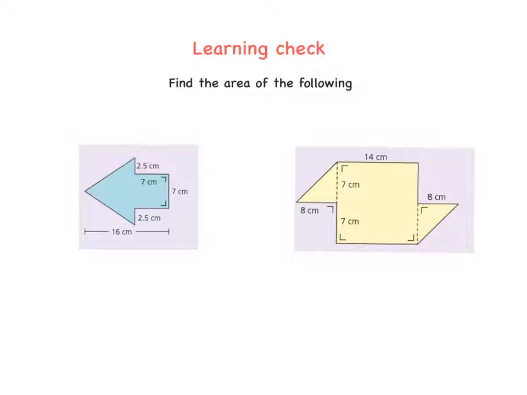Okay, so for the learning check, I would like you to do these 2 questions, okay? So first of all, we have an arrow, so it's easy to divide them in here, and then you have a squared 7 by 7, and then you have a triangle. The base is in here, okay? So that's 2.5 plus 7 plus 2.5. This is 16. If that is 7, how much is the height, okay? And you need to find it.